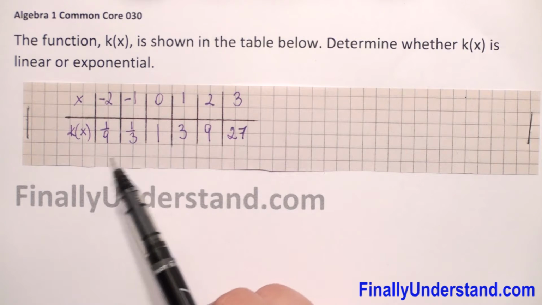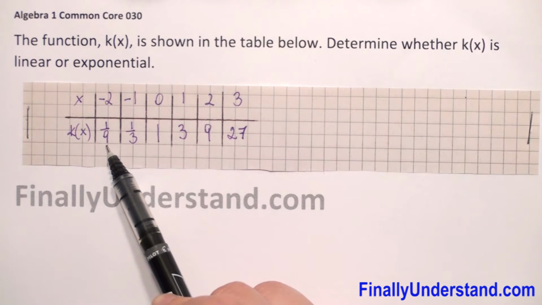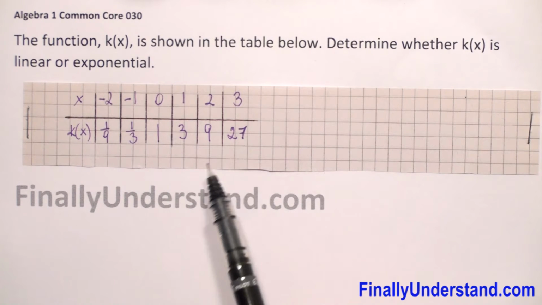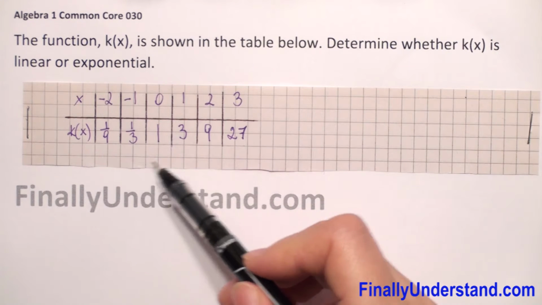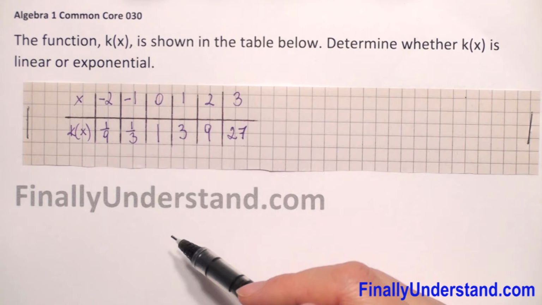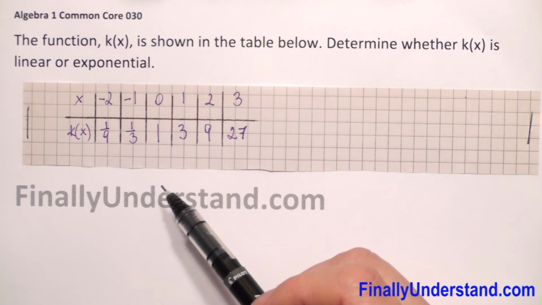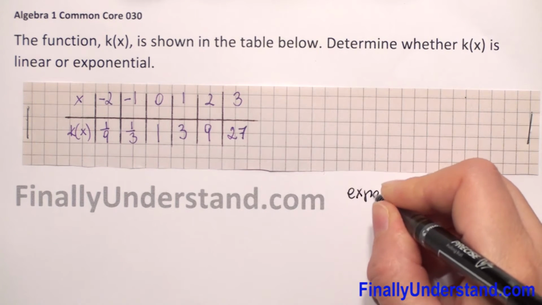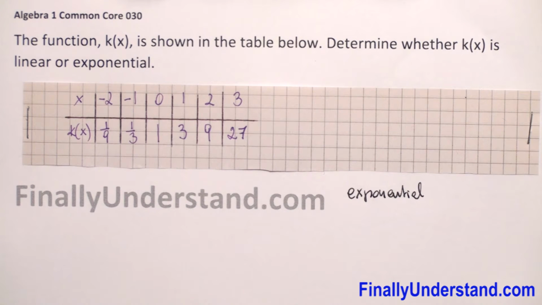We don't have a constant rate here. The values grow. We have 1/9, 1/3, 1, 3, 9, 27. We don't have a constant number by which our values grow. So this is not a linear function. This is an exponential function, because the graph didn't grow at a constant rate.